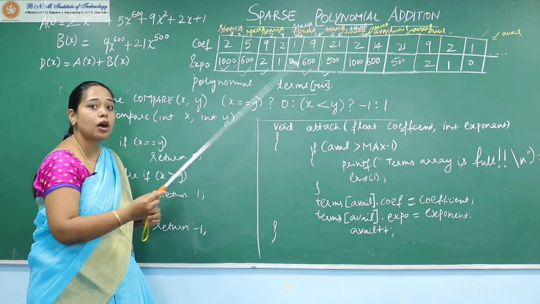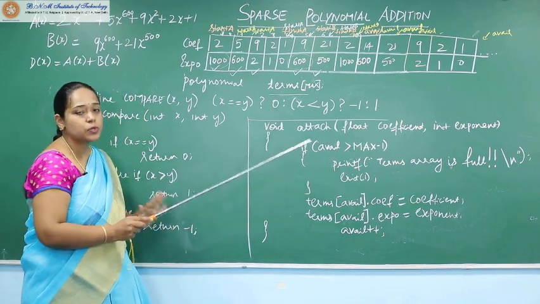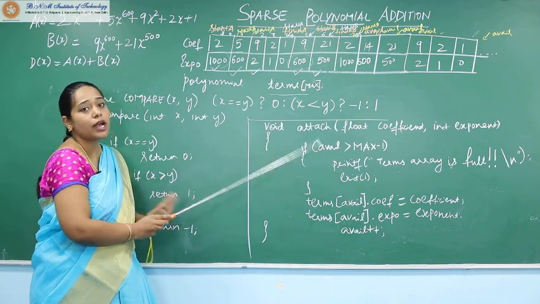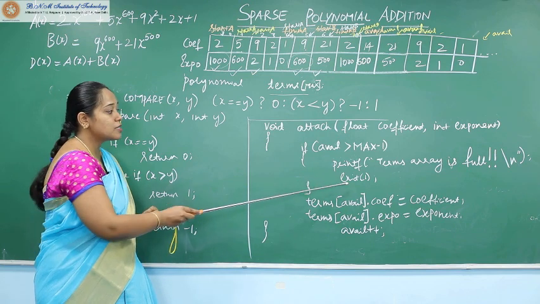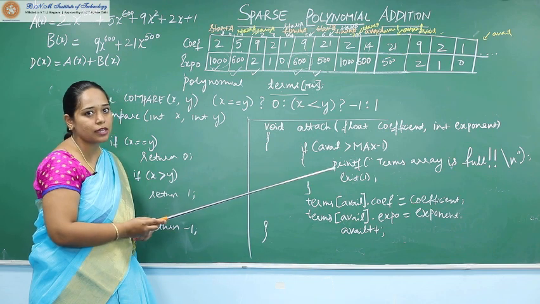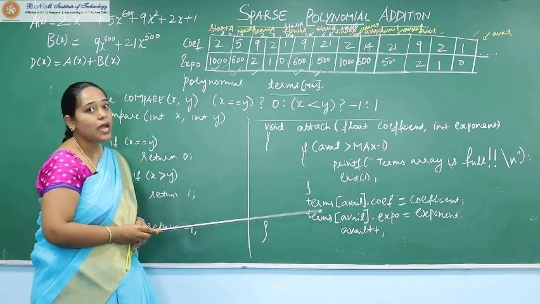If avail tries to go beyond max minus 1, that means we cannot attach anything else. That's a condition telling the terms array is full. You cannot really attach anything else into this array. That's a failure exit condition, that's why I've given it as exit 1. If it's a success exit condition, we would give it as exit 0.